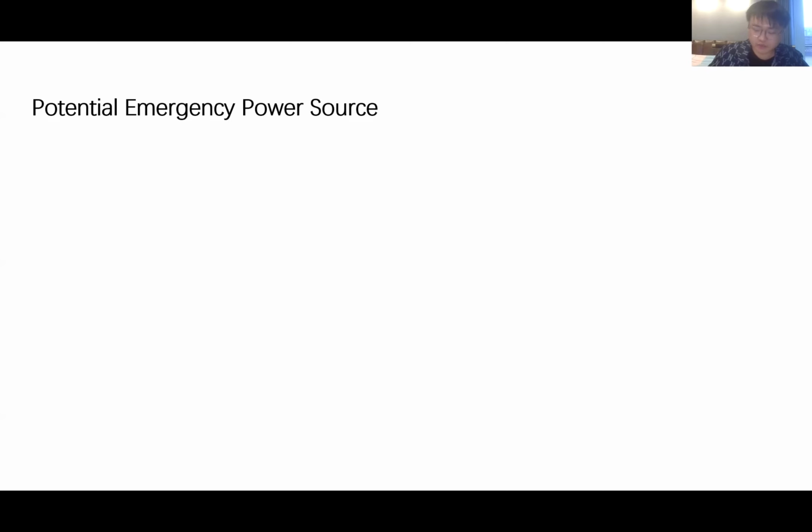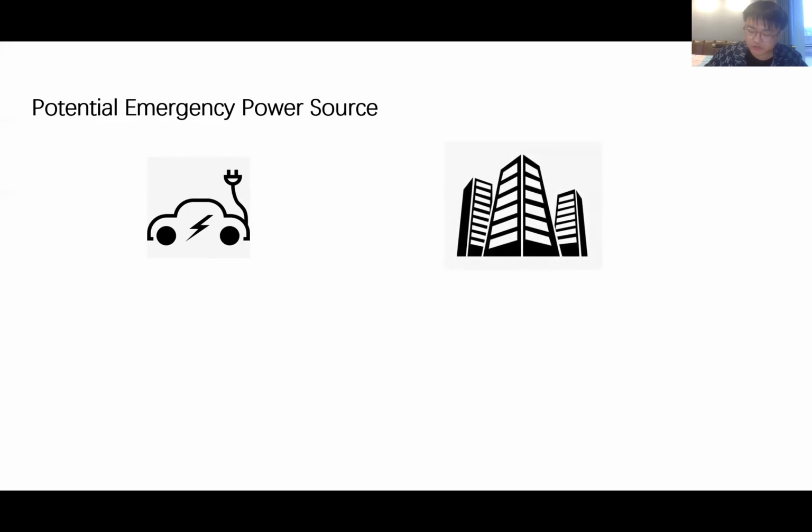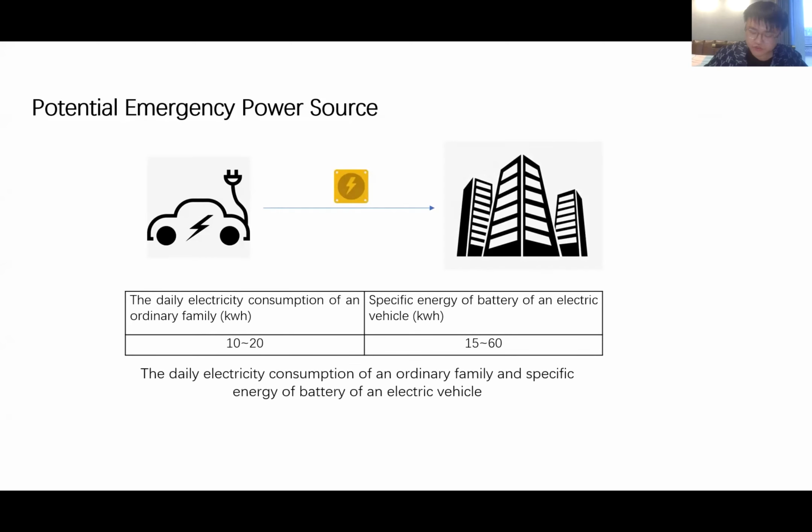However, plans can't keep up with the changes. There are always some unexpected situations. So discovering a new potential emergency power source can also be helpful. With the development of the electric vehicle industry, more and more electrical vehicles are running in the cities. So the battery in each electrical vehicle can be a new potential emergency power source to deal with power failure. This is a table which shows the daily electricity consumption of an ordinary family and the specific energy of a battery of an electrical vehicle.